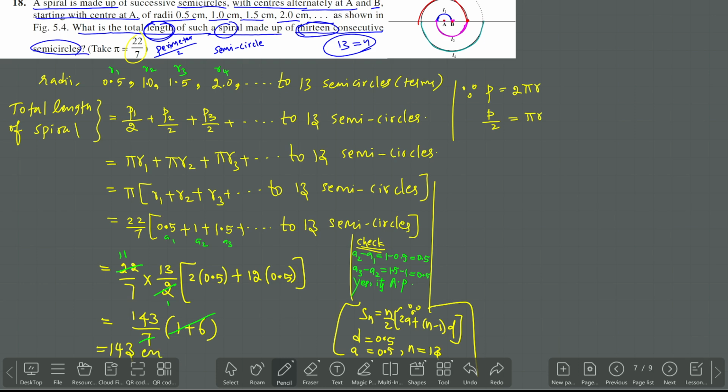Centimeter. Then what is the total length of the spiral? 143 centimeter. That's it. So the total length of the spiral, what, my dear? 143 centimeter. It's very important. Since you write straight to this, checking you do straight to this work. Is it okay? It's very important. Can I go to next?